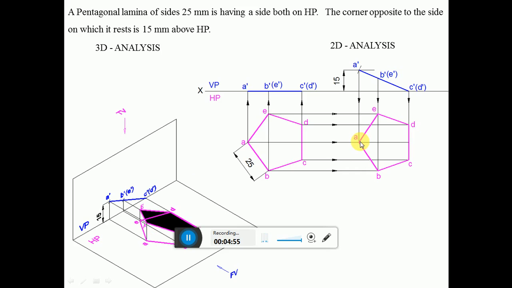Now, when you draw the top view, draw a vertical projector from A dash and draw a horizontal projector from A to get this point A.